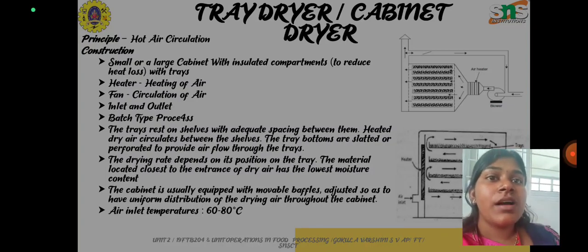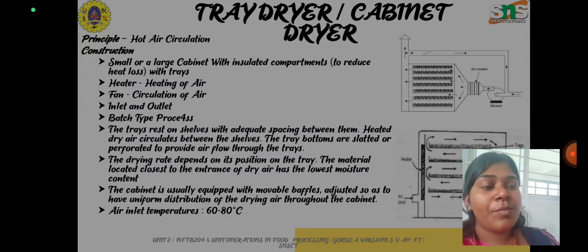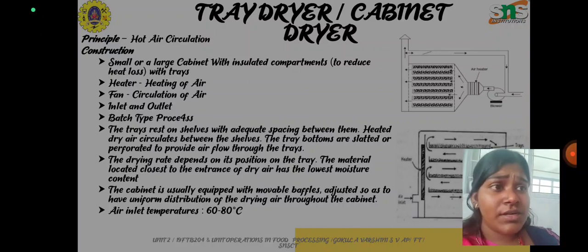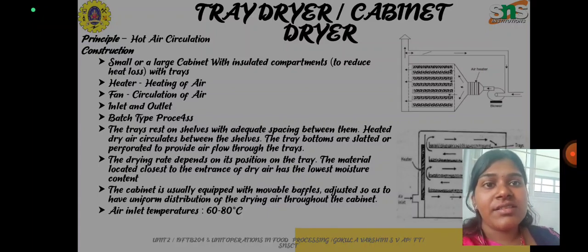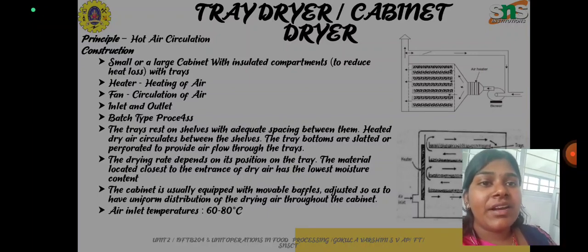So first, what is the principle incorporated during the drying process? It is nothing but hot air circulation. So how is the tray dryer constructed? A small or large cabinet is insulated with compartments to reduce heat loss, and it is incorporated with trays, and there will be a heater and fan for circulation of air and also for heating of the air, and there will be an inlet and outlet.